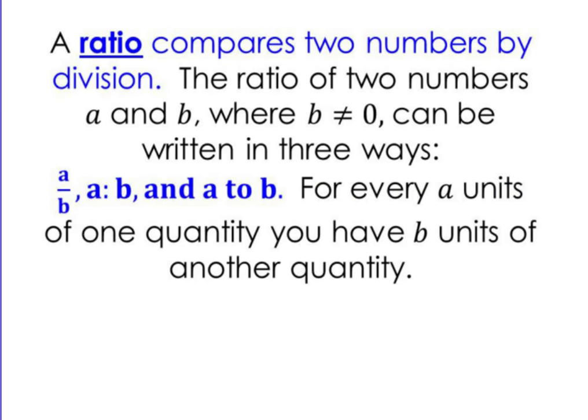So a ratio compares two numbers by division. And you can see it written any of those three ways: A above B, like in a fraction, A colon B, and A to B. Basically it's saying for every A I have this many B's. That being said, in math, for the most part, we're going to use a fraction so that we can do some operations with it.